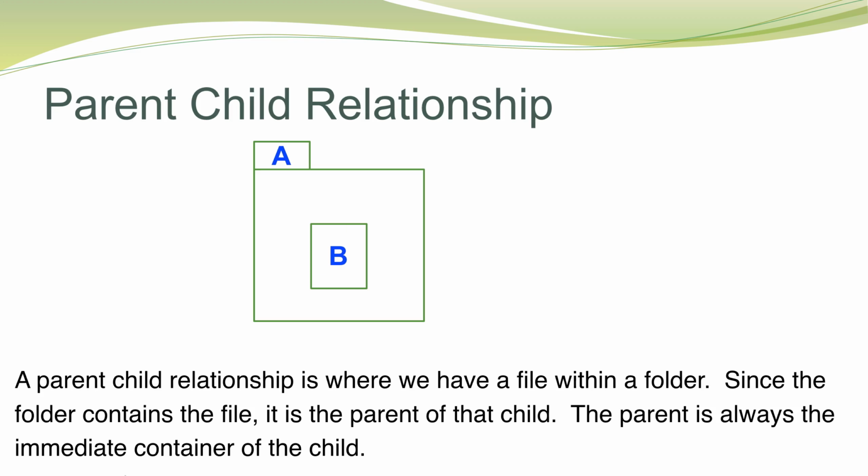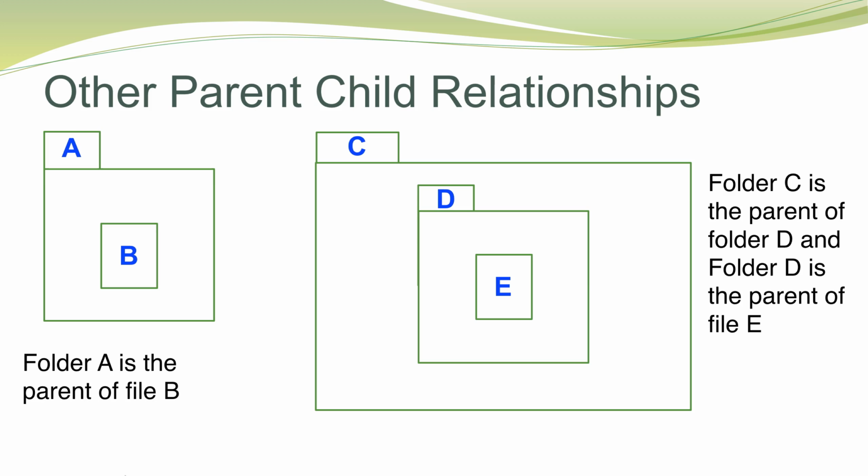A parent-child relationship is where we have a file within a folder. Since the folder contains the file, it is the parent of that child. The parent is always the immediate container of the child. In the example, folder A is the parent of file B. Also note that a folder can also be a parent of another folder. In the example, the image on the left shows folder A is the parent of file B. On the right, folder C is the parent of folder D, which is the parent of file E. This is just two examples of a parent-child relationship.